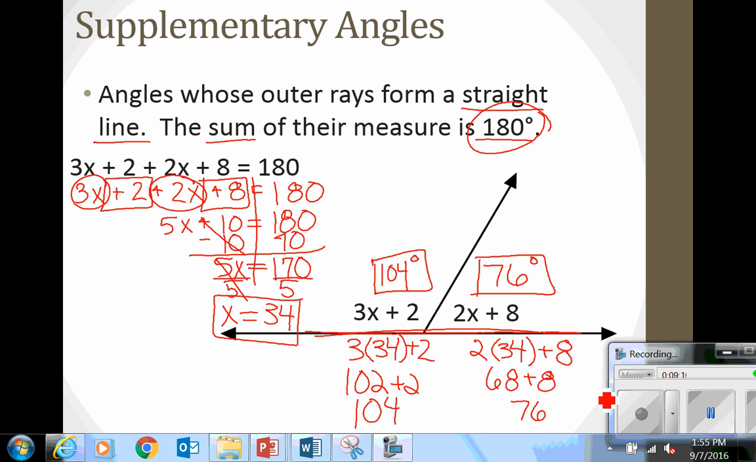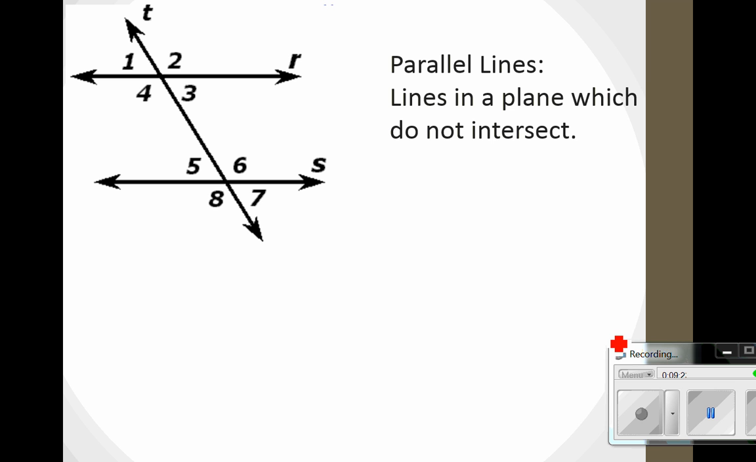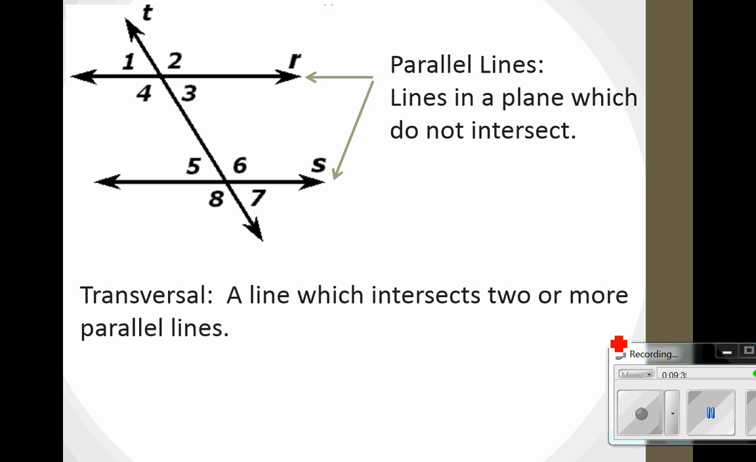The next vocabulary word is going to have an image. So this image we're going to be using quite a bit for the rest of Unit 1. These are parallel lines. They're lines that do not intersect, and those are R and S. They go on forever and will never intersect. And then now we have this additional line going through them. It cuts through the parallel lines. It is called a transversal, a line which intersects two or more parallel lines. And that would be T, line T.